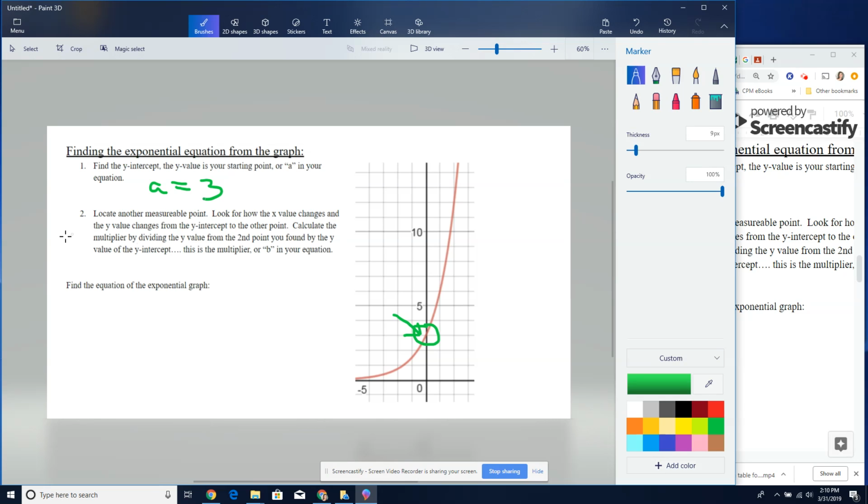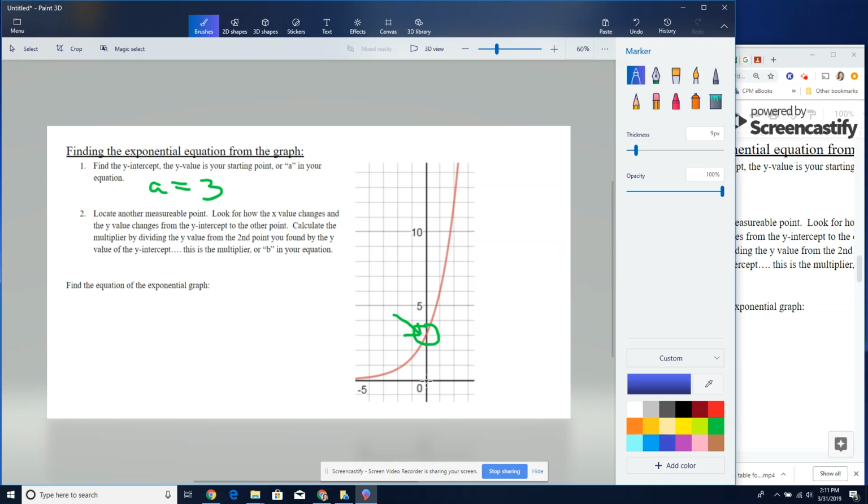All right, so the next step says locate another measurable point. You're going to look for how the x value changes and the y value changes from the y-intercept to the other point. Very similar to what we did when we did straight lines. You want to try to get the very next point if you can. It's a little bit easier that way. So you're going to calculate the multiplier by dividing the y value from the second point you found by the y value of the y-intercept. This is going to be your multiplier, or your b in the equation. There's one extra step there if you happen to pull a point that's not the very next consecutive point.